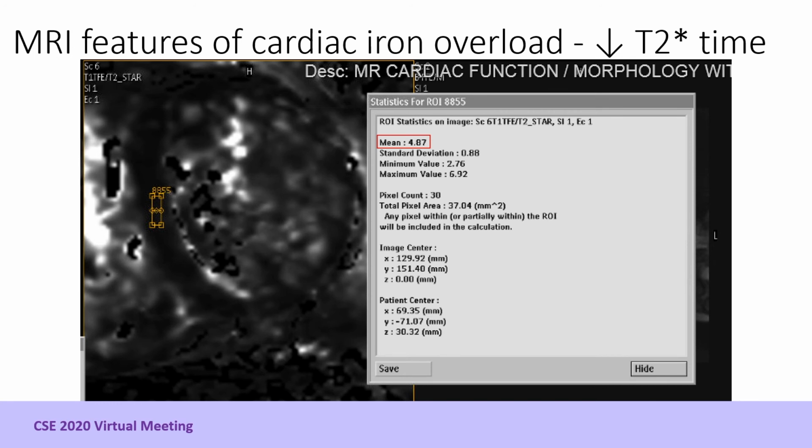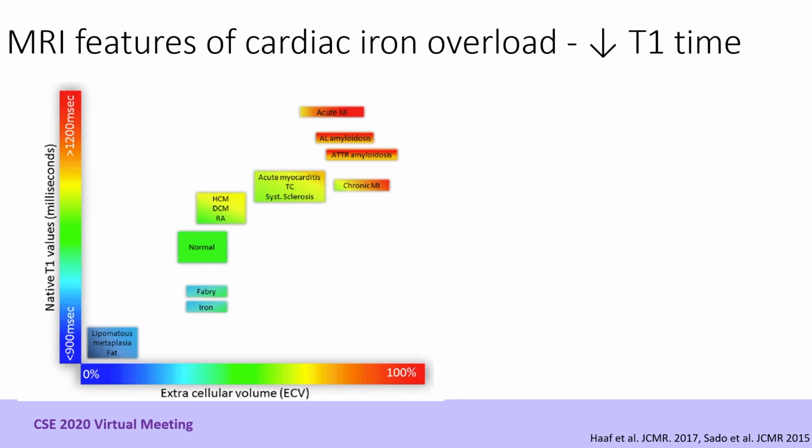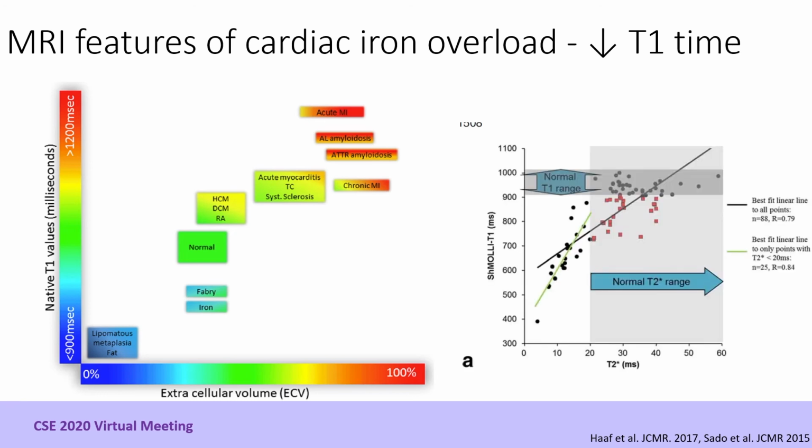There are some technical issues with performing this sequence and its analysis, which have prompted investigations about other MRI parameters which may be useful to identify cardiac iron overload. A reduced T1 time has also been identified in patients with cardiac iron overload. And in comparing a reduced T1 time to a reduced T2 star time, preliminary investigations suggest that a reduced T1 time may be able to identify more patients with cardiac iron overload.